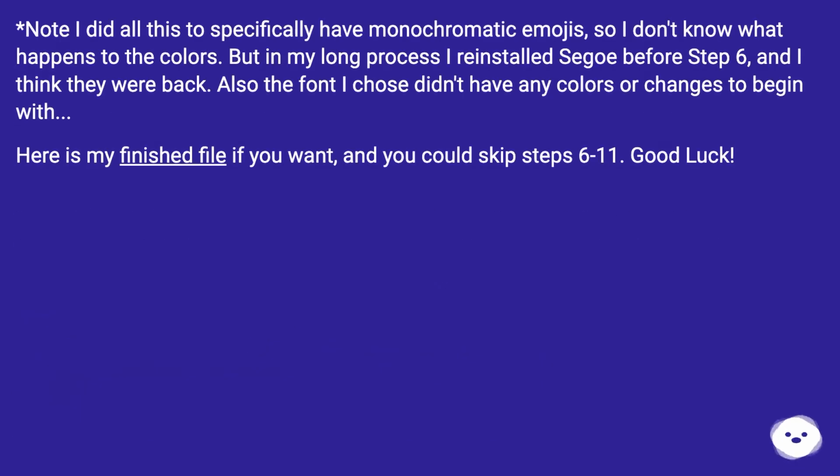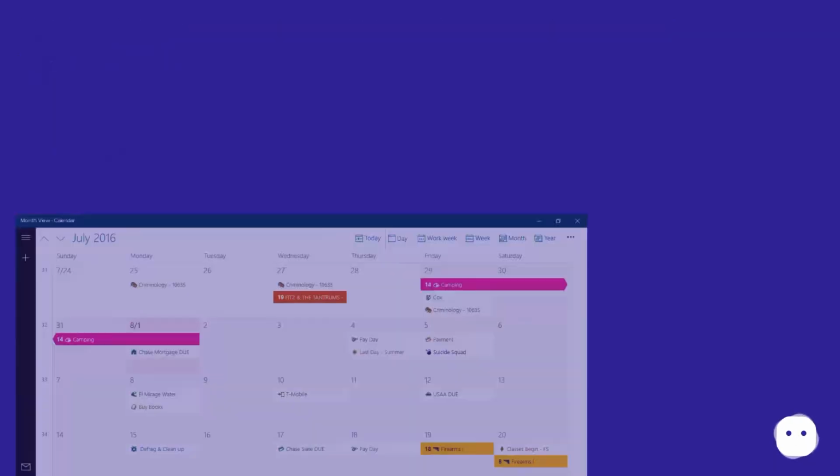Asterisk note: I did all this to specifically have monochromatic emojis, so I don't know what happens to the colors. But in my long process I reinstalled Segoe before step 6, and I think they were back. Also, the font I chose didn't have any colors or changes to begin with. Here is my finished file if you want, and you could skip steps 6 to 11. Good luck!